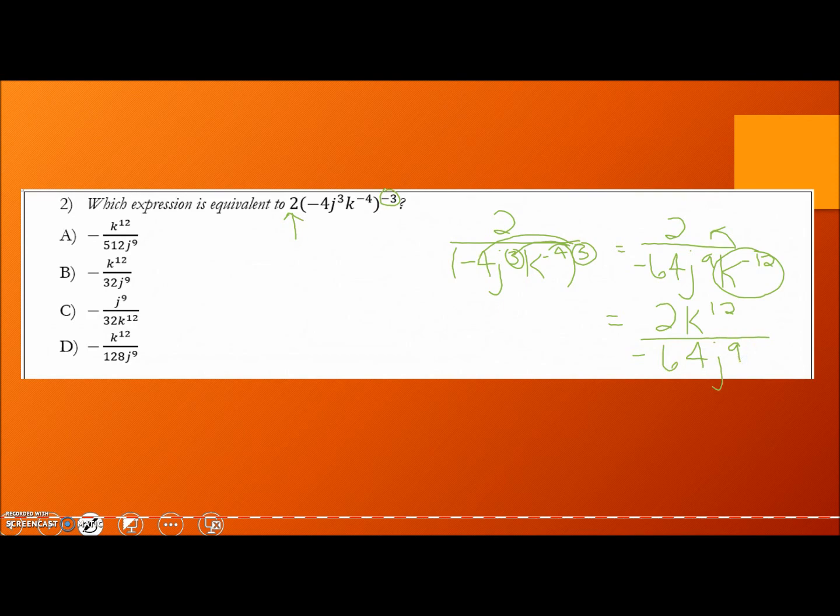And then the last thing I can do is reduce those big numbers, the 2 and the negative 64. So that reduces to 1 over negative 32. I can't reduce the k and the j because they are different bases. So that is answer choice B.